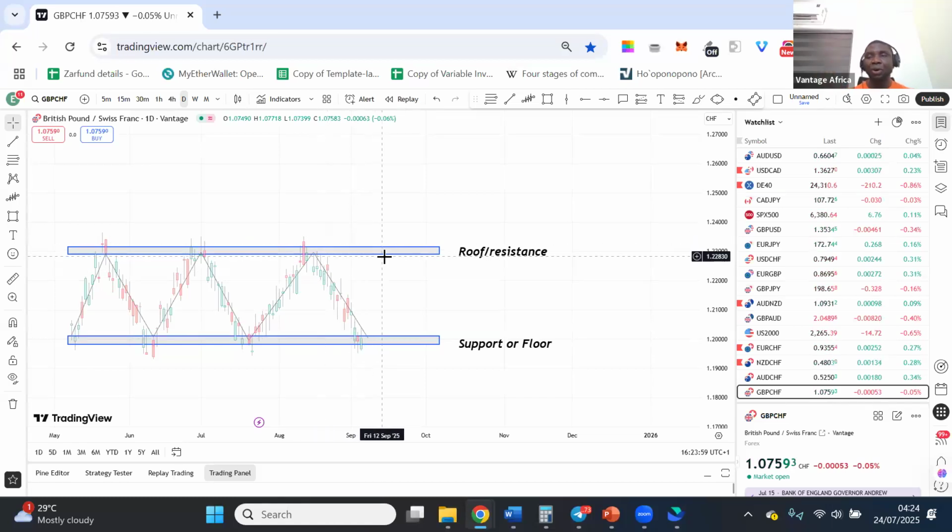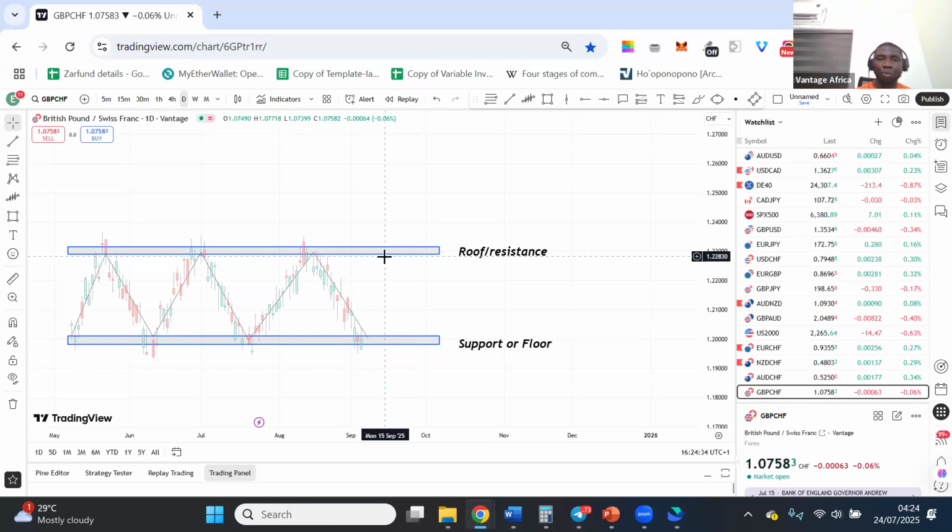When price hits a roof or a resistance, it will drop from there, which means it's a sell. We say we sell when we expect the price to drop. We buy when we expect the price to rise. So price rises from support and it falls from resistance. Okay. So what that is telling us is that we might be able to analyze the market and determine where the market is likely to sell from.